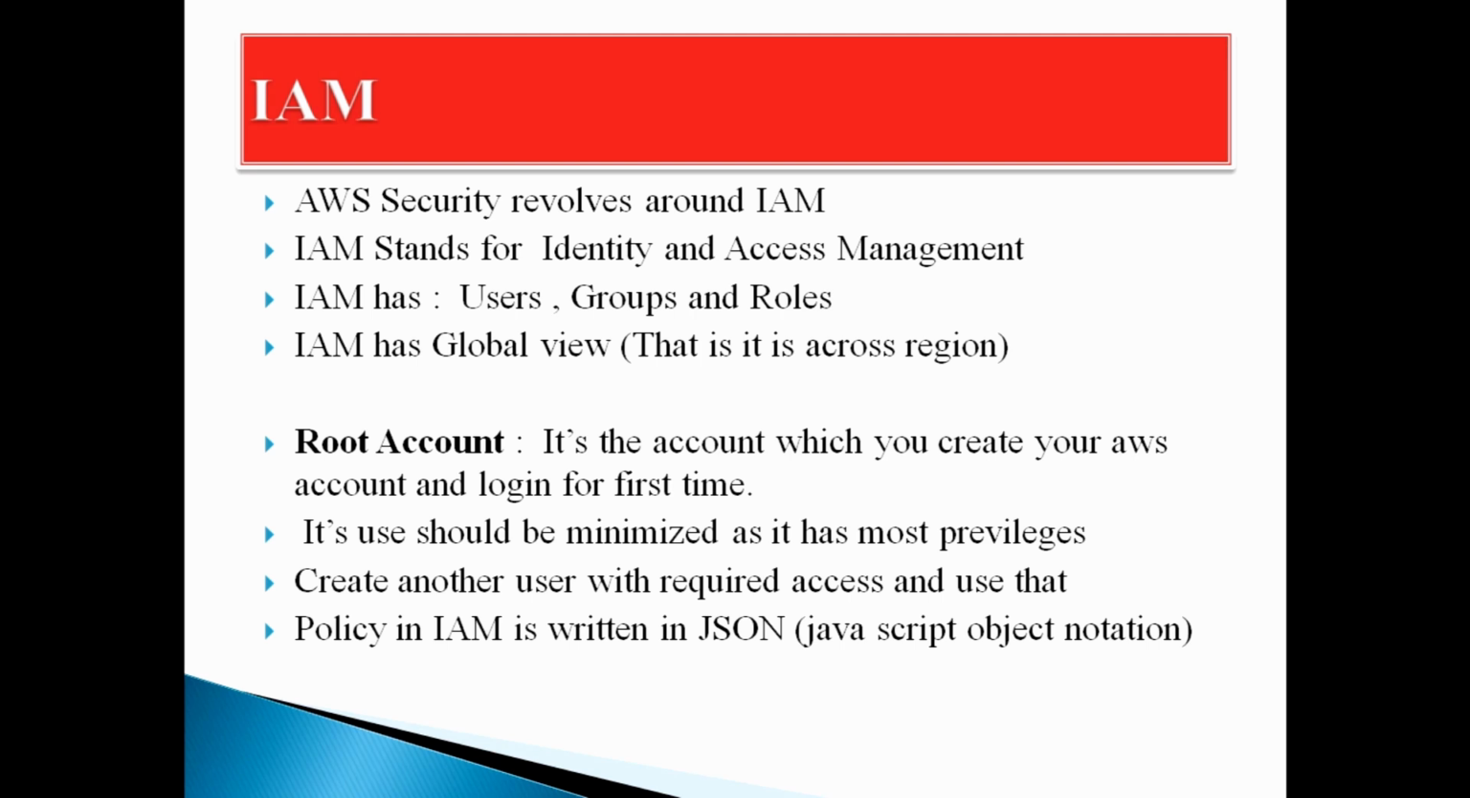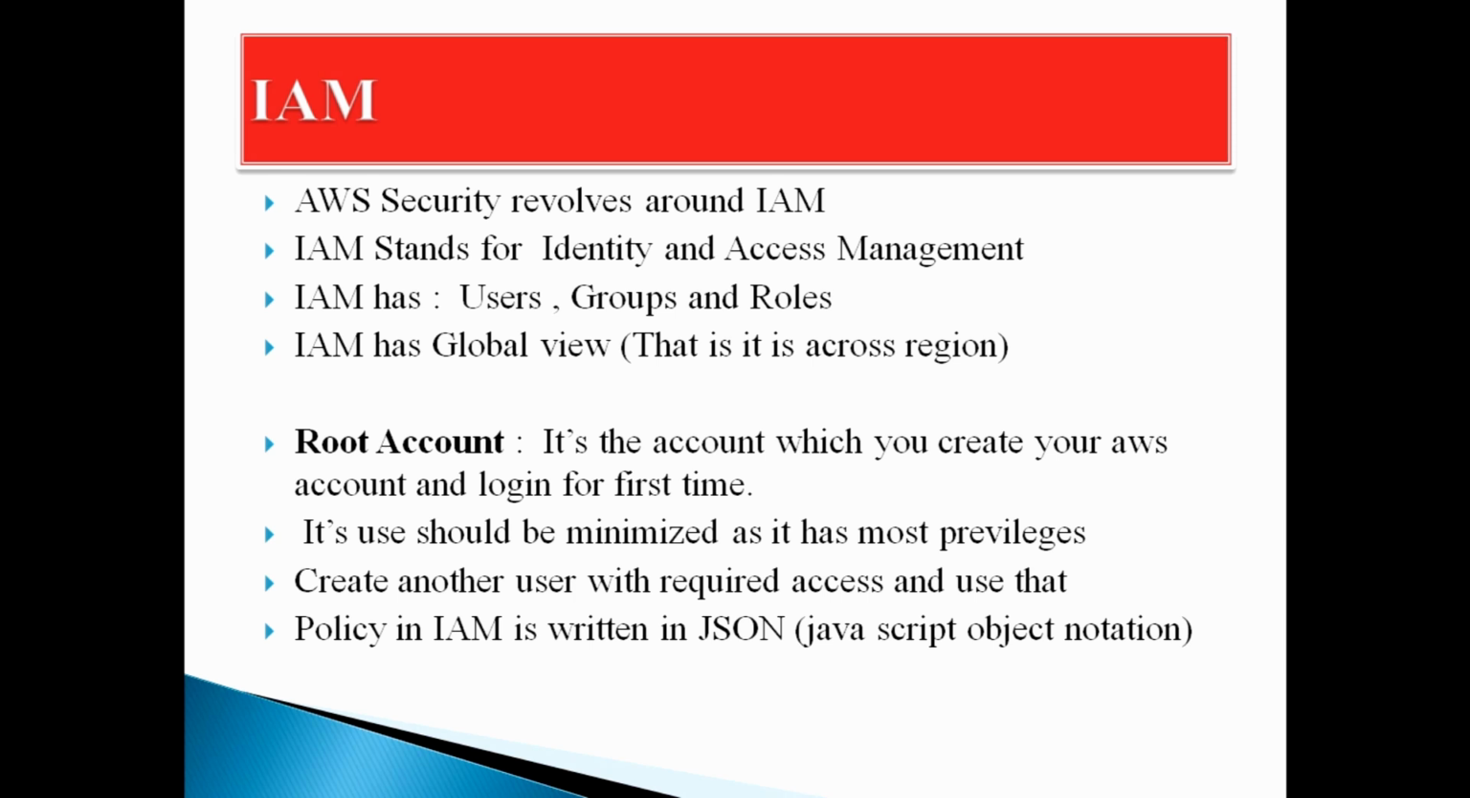IAM has three things mainly: users, groups, roles, and also we have policies, which are JSON documents. IAM has a global view, so it is not region specific. When you select IAM from services, you will get global in the region, and you will not get a particular specific region.